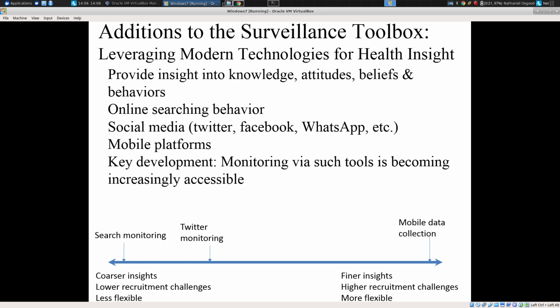Now, within the big data context, in health, we have a wide variety of different levels of granularity of evidence, of more coarse-grained and more fine-grained evidence.